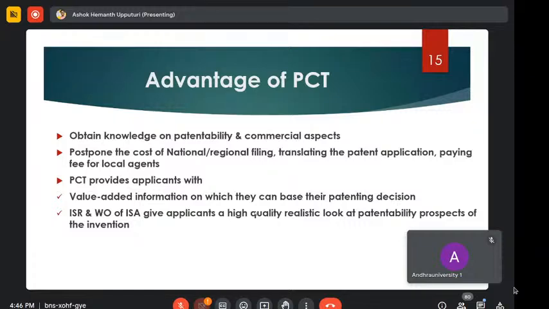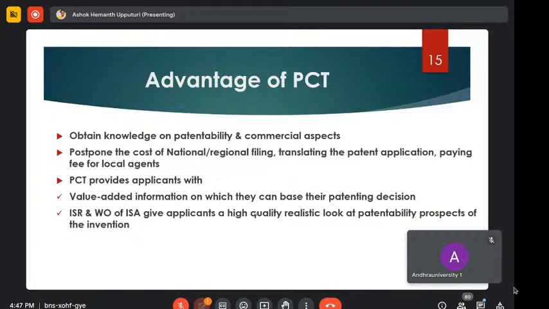PCT provides applicants with value-added information. If you file the PCT application, it doesn't mean that whatever prosecution is done through PCT is binding. I just wanted to emphasize, this is not binding. It just gives you the PCT steps, why you are filing through PCT; I will discuss what the PCT steps are. It will give just value-added information on which applicants can base their patenting decision, the best value-added information by following the PCT process.